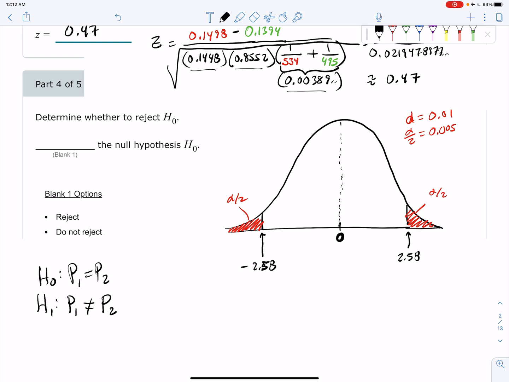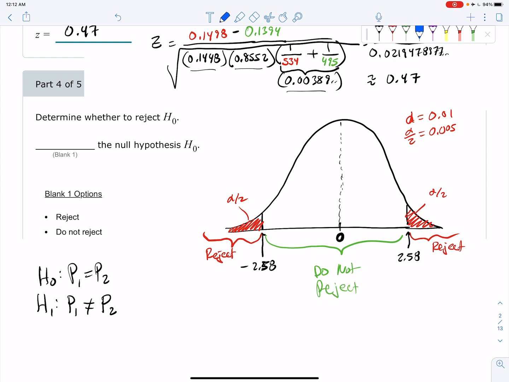Okay, so now we know that if our test statistic, which comes from our sampling, lands in this region to the left of our critical point, negative 2.58, we must reject. And if it lands to the right of 2.58, we must reject. And if it lands in between here, we do not reject.